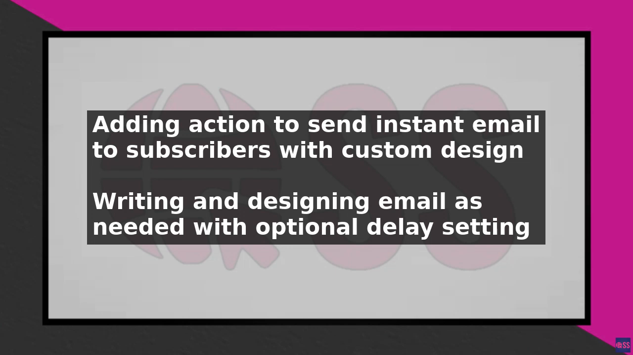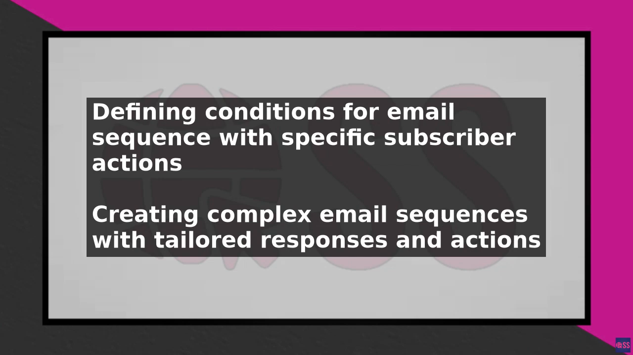This process can be repeated as many times as needed. Additionally, you can click the plus icon and select Condition to define specific conditions for your email sequence. For instance, if a subscriber opts in for something in an email, you can choose to send a particular response, and if they don't, you can send a different one. This allows you to create complex and detailed email sequences tailored to your needs.